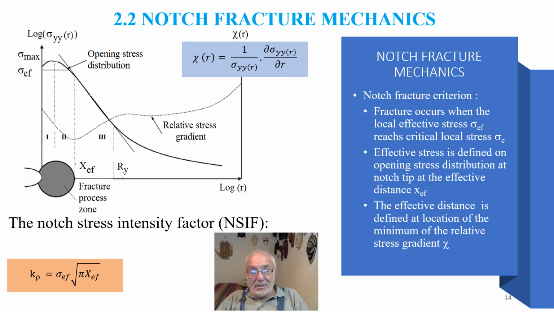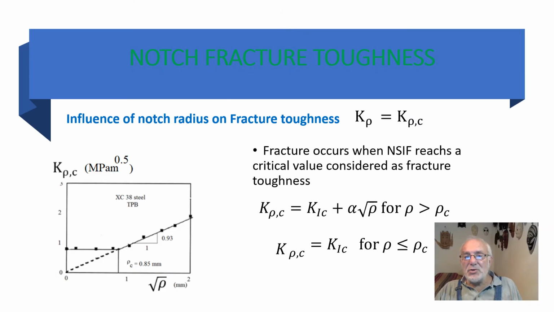We can define now the notch stress intensity factor, K subscript rho, which is the product of the effective stress multiplied by the square root of the product of pi and the effective distance. This is symmetric to the classical crack stress intensity factor. The notch fracture toughness is defined as the critical value of the notch stress intensity factor.